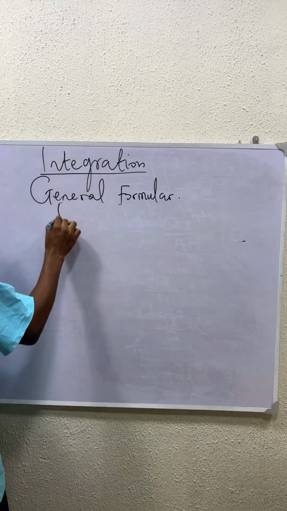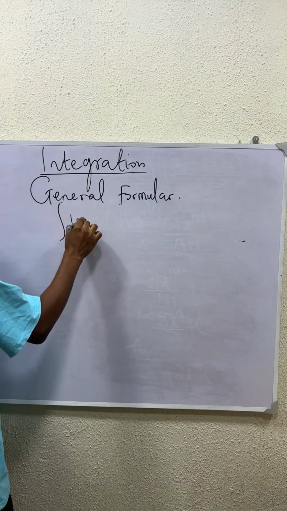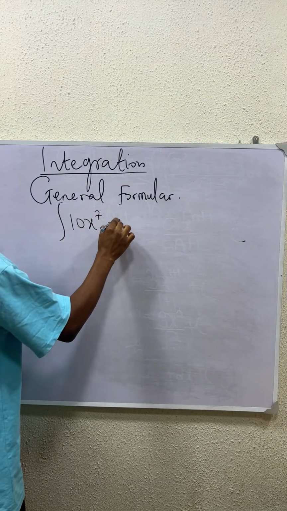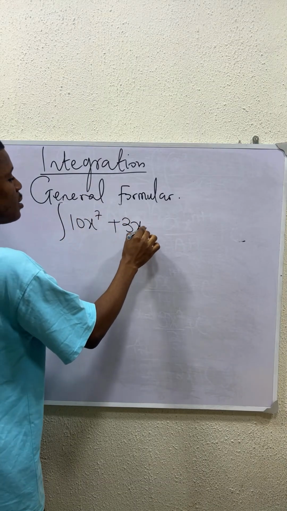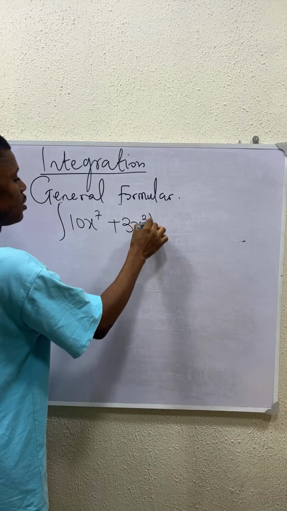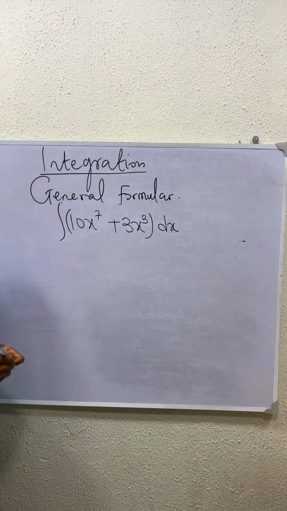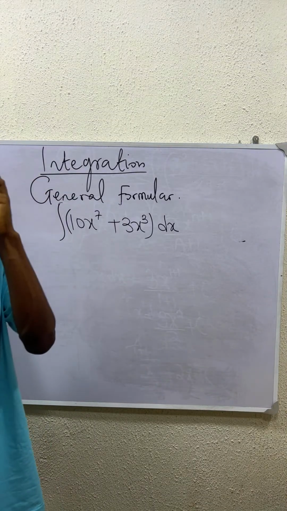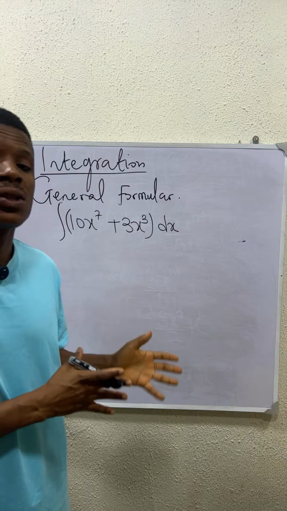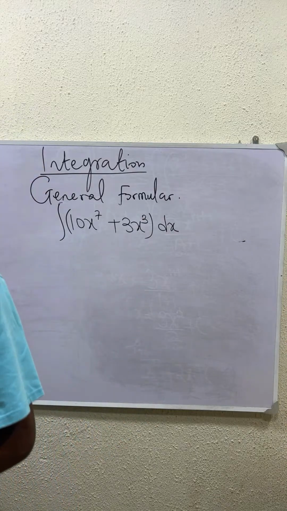We are told to integrate something like 10x^7 plus 3x^3 with respect to x. This is integrating a sum. For you to integrate a sum, it is very, very simple.